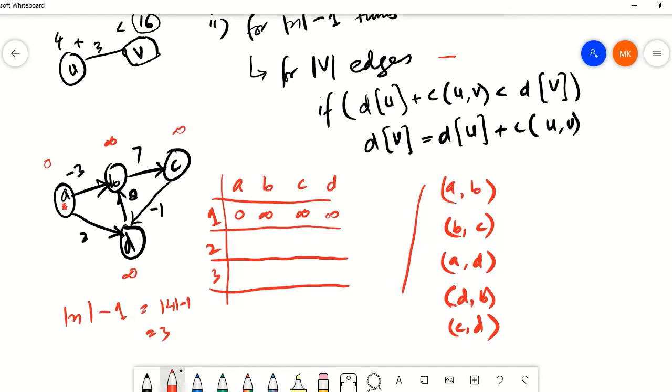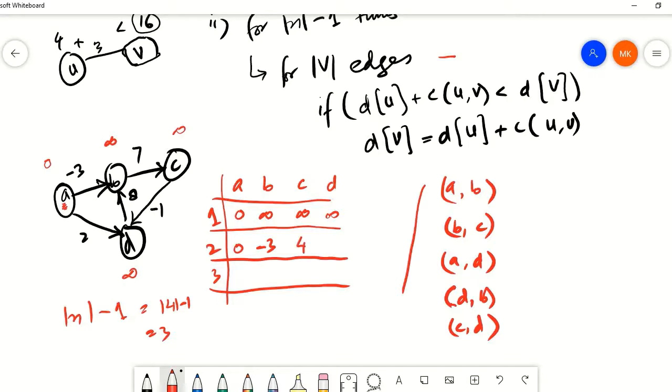So starting with node A, we'll look at edge A, B, and see if the cost of B could be modified. This edge has a weight of -3, so we'll modify the cost of B as -3, and 0 will remain the same for A. Then using this edge BC, we'll see if the cost of C could be modified. Since B has a cost of -3, plus 7 is going to give us a cost of 4, so we'll modify C from infinity to 4.